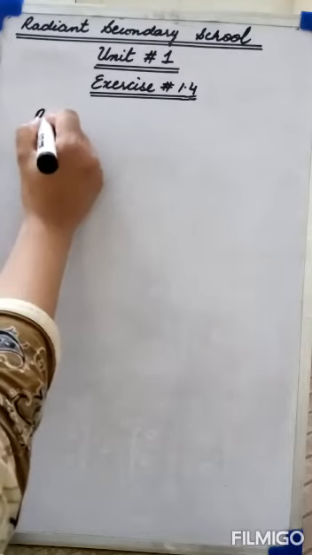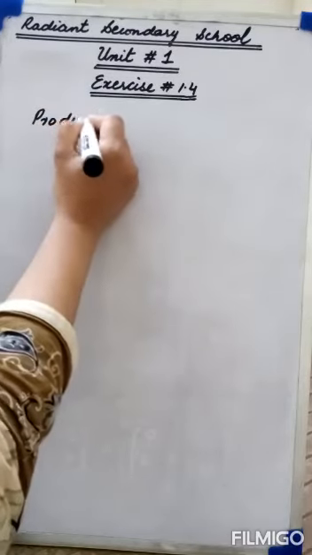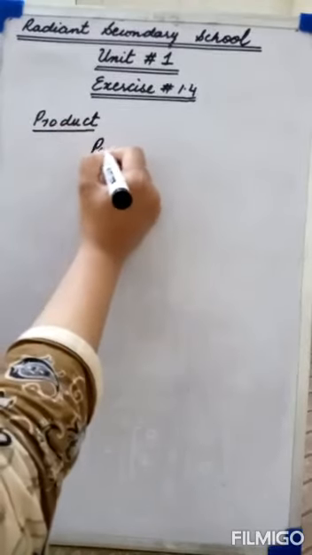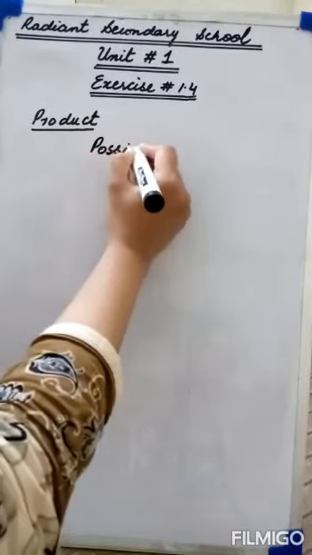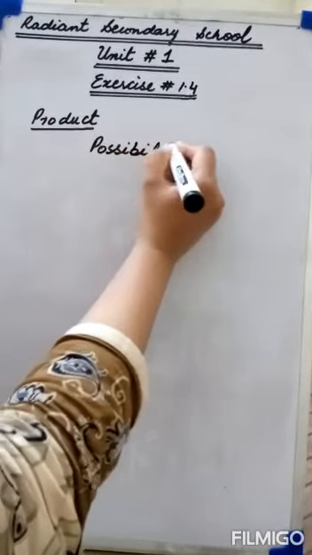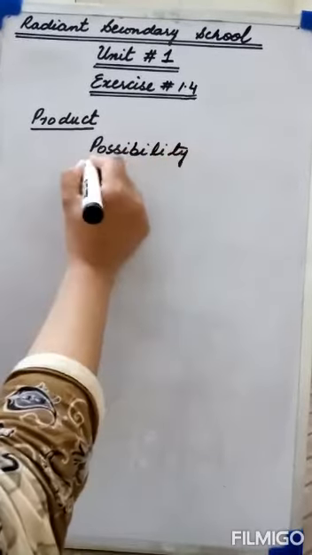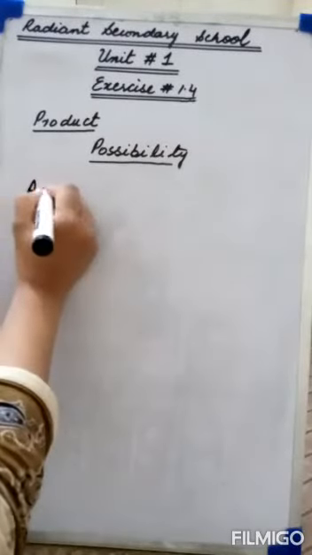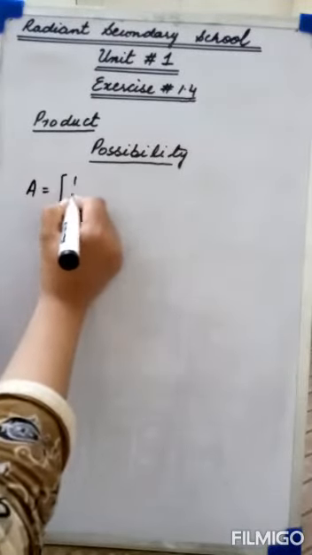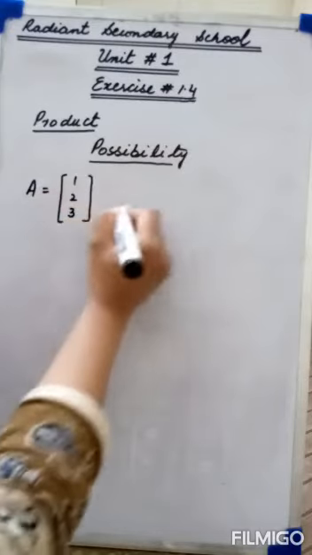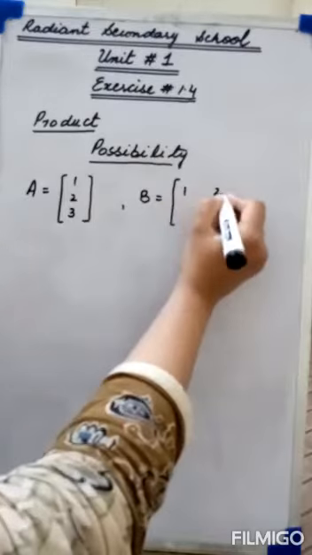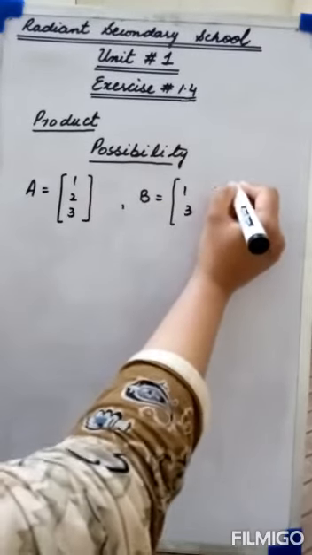Now the product is there. How we can find the product or when the product is possible? First of all, we will check the possibility. Which type of matrices can be multiplied? For this purpose, students, if I am having a matrix A which is having entries 1, 2, 3 like this, and then matrix B which is having the entries 1, 2, 3 and 4.